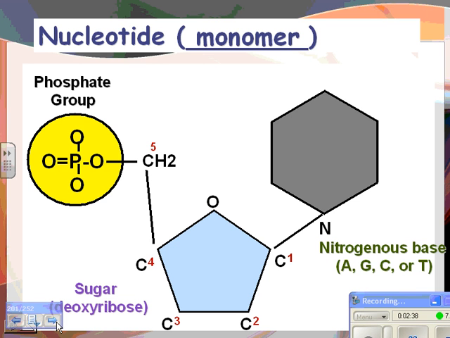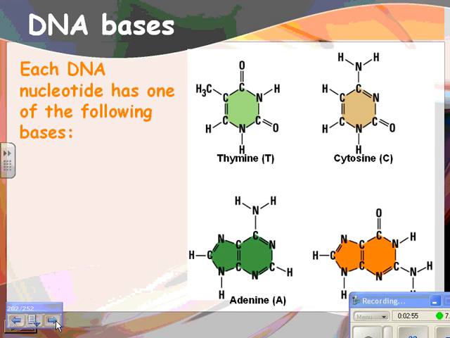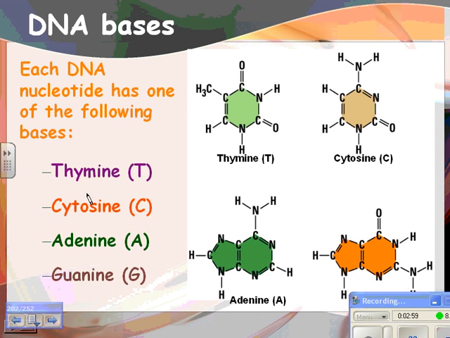The nucleotide is the monomer. Again, it's made out of a sugar. The sugar for DNA is deoxyribose. And here's the phosphate, and it's got nitrogenous bases. For DNA, it's A, C, G, or T. So here are the different DNA bases. Each DNA nucleotide has one of the following bases, T, C, A, or G.